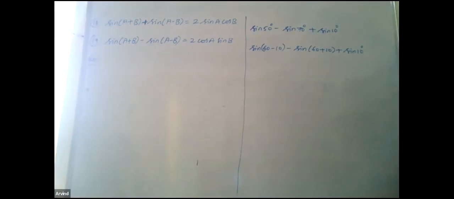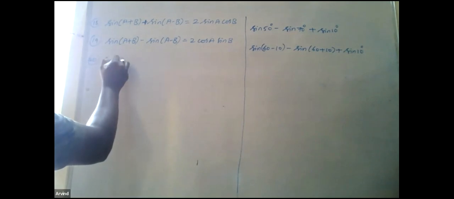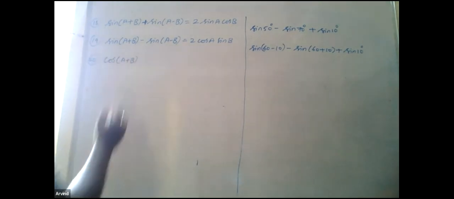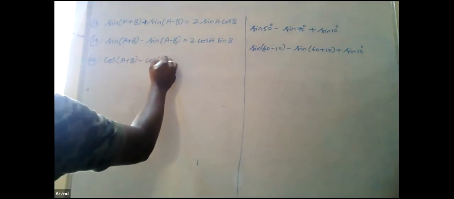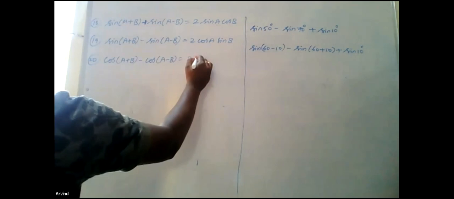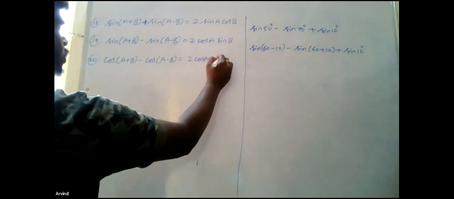Next one, cos of A plus B plus cos of A minus B equals 2 cos A cos B. Similarly, all the other formulas.